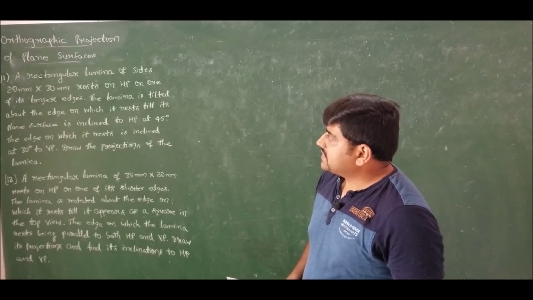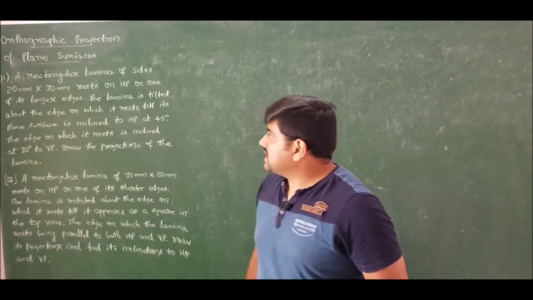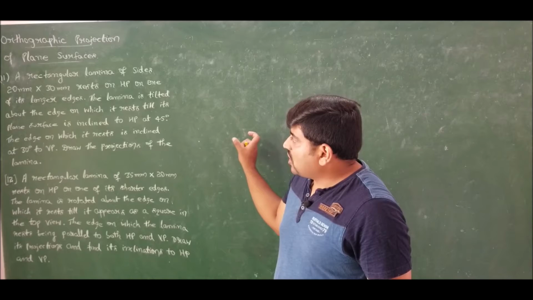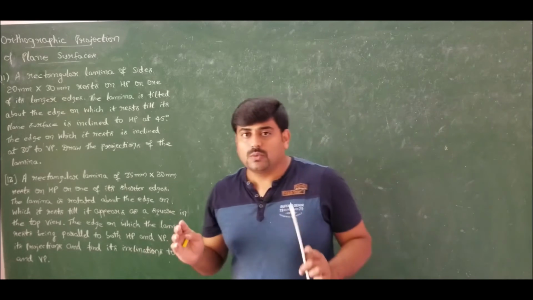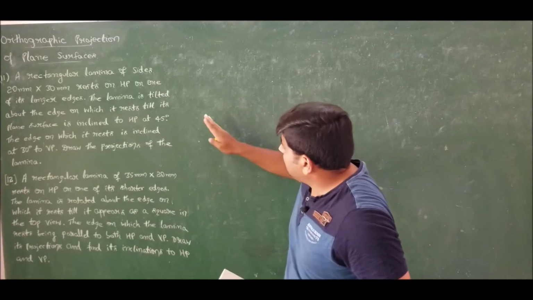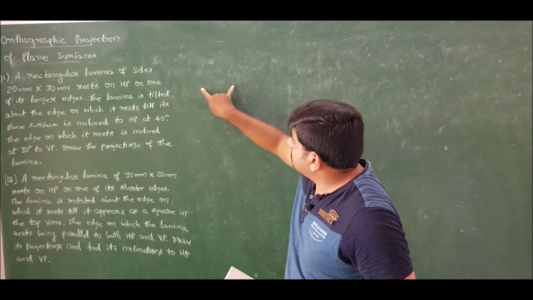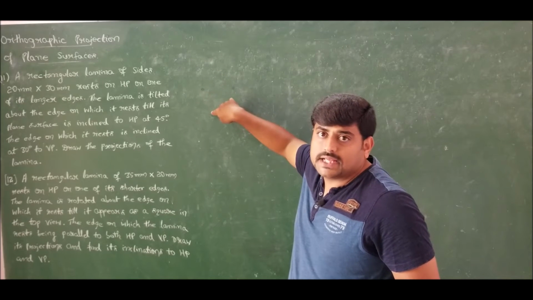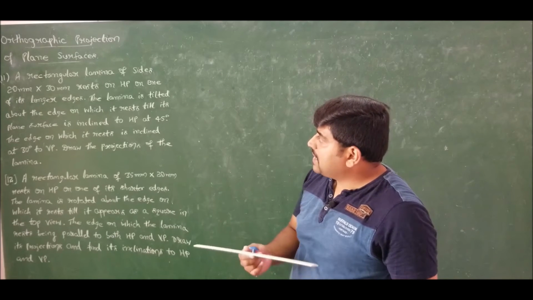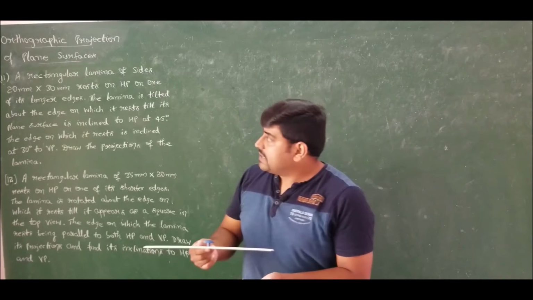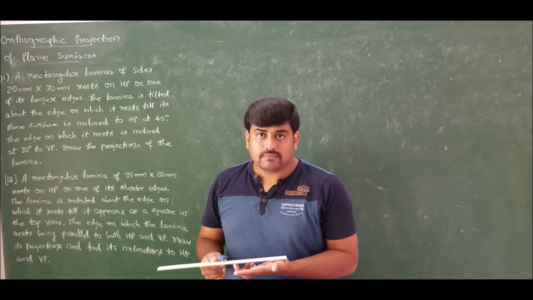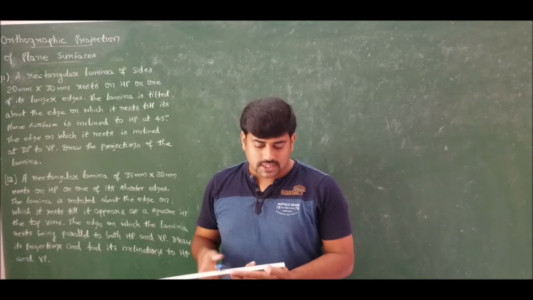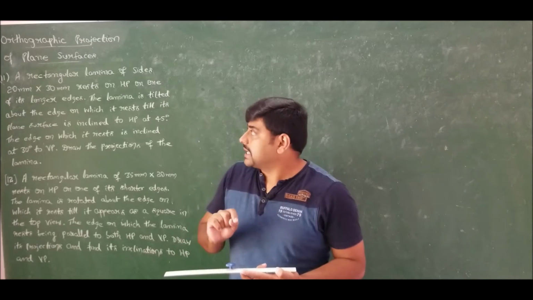We have a rectangular lamina of sides 20 mm cross 30 mm that rests on HP on one of its longer edges. So since it is resting on HP on one of its longer edges, I should take the longer edge towards my right and left, such that when I take the projection, I will get the longer edges on either side, so that I can rotate and make the longer edge incline to HP. So first I will place the rectangular lamina of 20 mm cross 30 mm in such a way that I will get 30 mm towards my right side and left side on HP. In the top view, I can visualize the 30 mm cross 20 mm rectangular lamina.